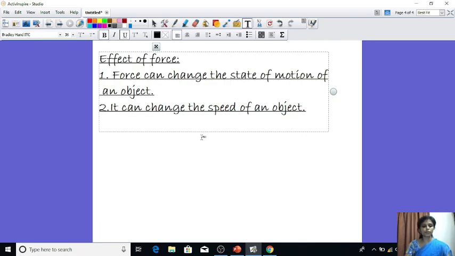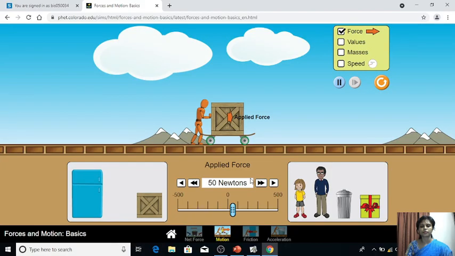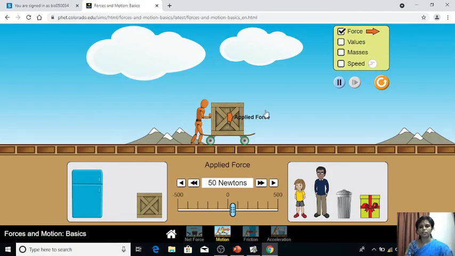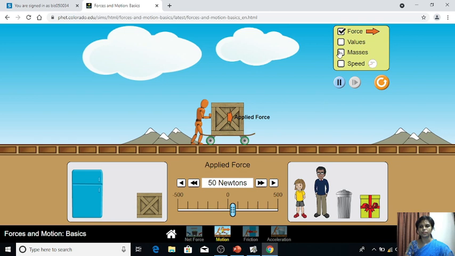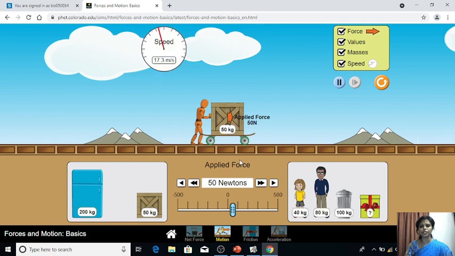Next, what can force do? It was at rest, it has started to move, right? Now if I show you the value of the speed, see the speed is increasing. So we have already written that force can change the speed of an object, force can change the state of motion of an object. What more can it do?